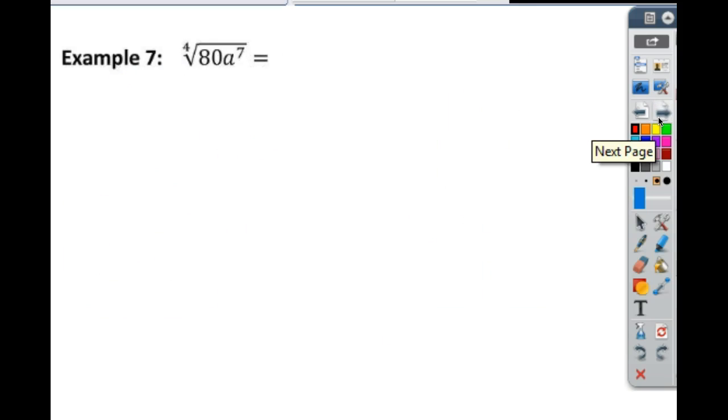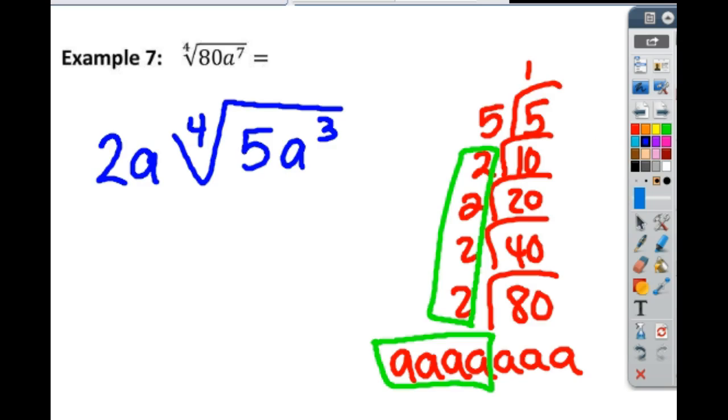Okay, you tried this one. Did you get the right answer? We had a group of 2's. We had a group of A's. We have a 5 left over, and we have a to the 3rd power left over.